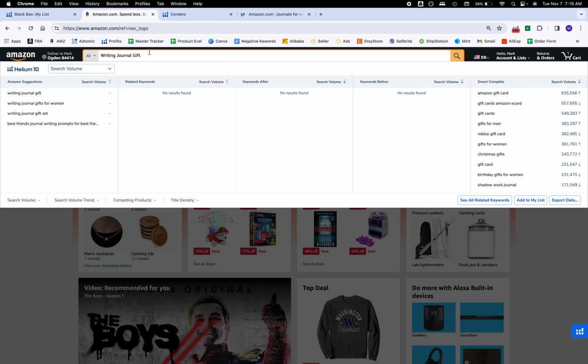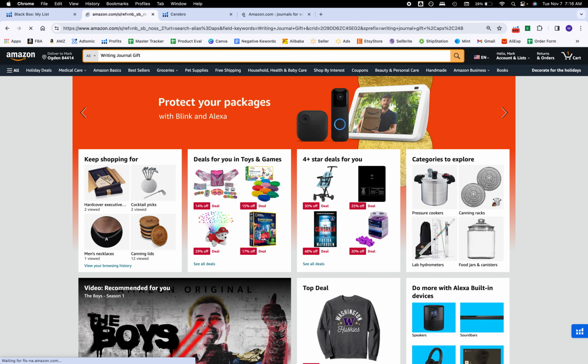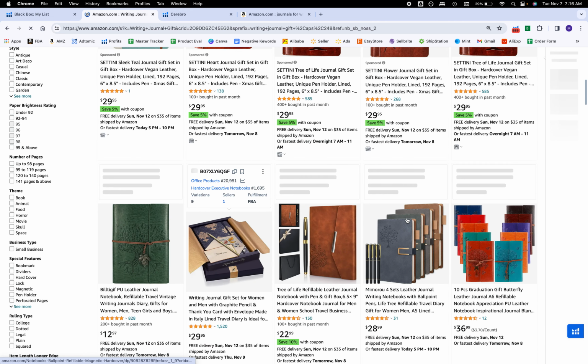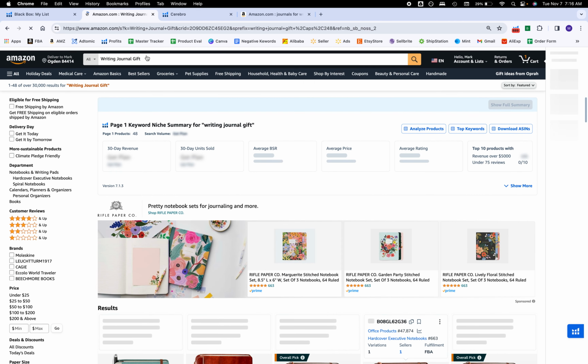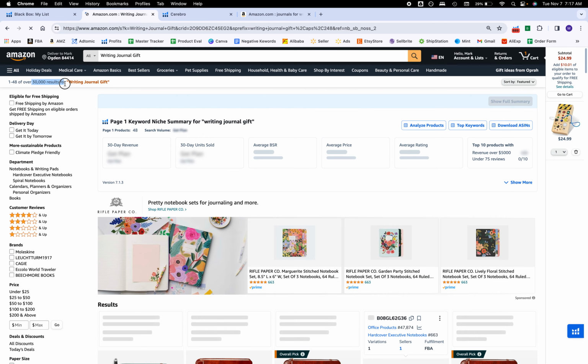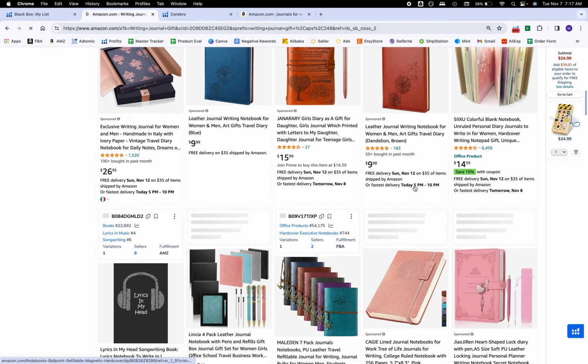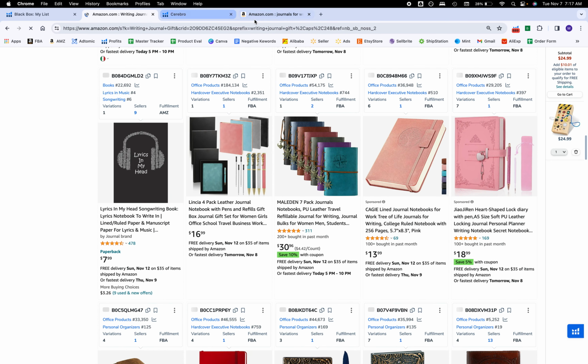A lot of times you can plug in some really long tail keyword, and you're like, oh my god, this is awesome, I have so much opportunity. But in reality, you don't. This is huge, right? There's 30,000 results, and so many different kinds of journals. Now, that's the main page, but let's see what this page looks like.